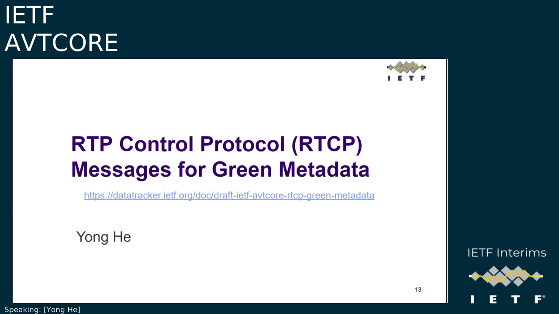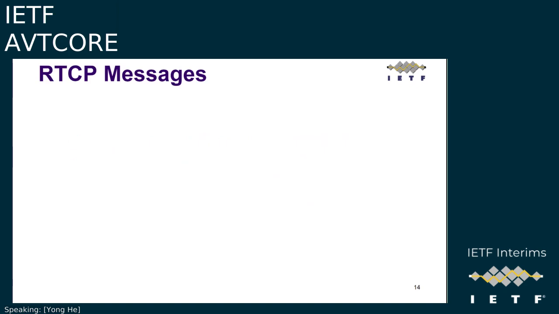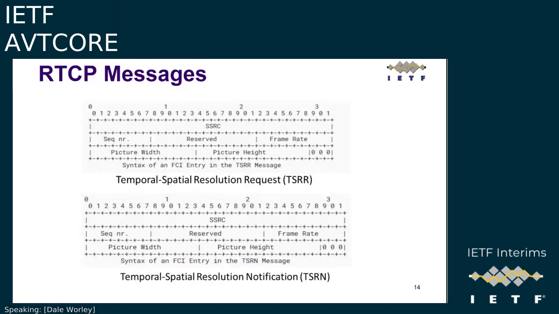Okay, good. So yes, the RTCP message for green metadata has proceeded to the WG draft. Next slide, please. Just a quick rewind: the draft proposes two RTCP messages. One is the temporal spatial resolution request. Another is the temporal spatial resolution notification. Next slide, please.